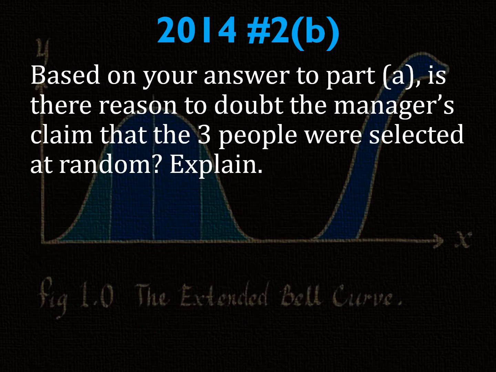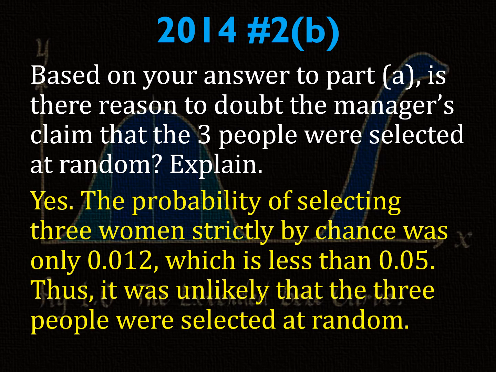B, based on your answer to part A, is there a reason to doubt the manager's claim that the 3 people were selected at random? Explain. So this is the type of question you might see. Yes, the probability of selecting 3 women strictly by chance was only 0.012, which is much less than 0.05, which is our usual threshold for something that's unlikely to have happened by chance. So we'll conclude it was unlikely that the 3 women were selected at random.